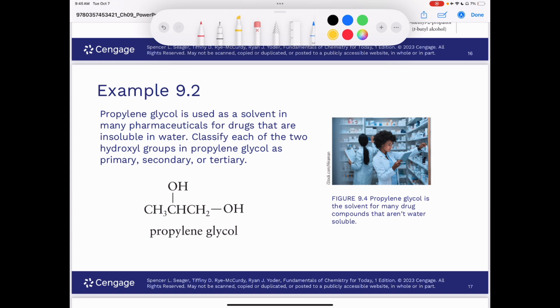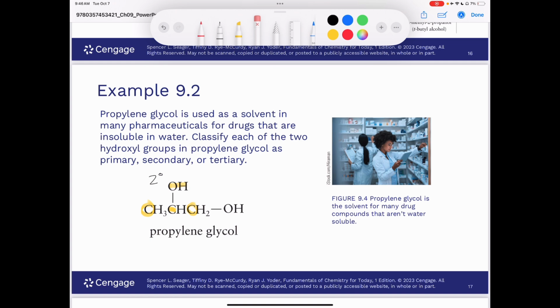And so question 9.2 says propylene glycol is used as a solvent in many pharmaceutical drugs that are insoluble in water. Classify each of the 2 hydroxyl groups in propylene glycol as being primary, secondary, or tertiary. Well, we'll start with this one here. I'll highlight it in yellow. This is my carbonyl carbon. Well, how many carbons is it attached to? It's attached to 2 carbons. So that tells you that this alcohol is a secondary alcohol.